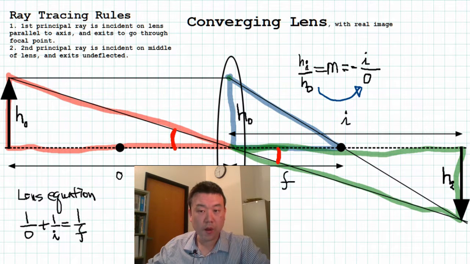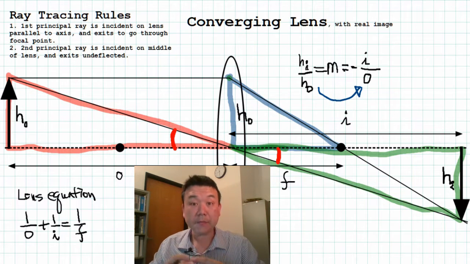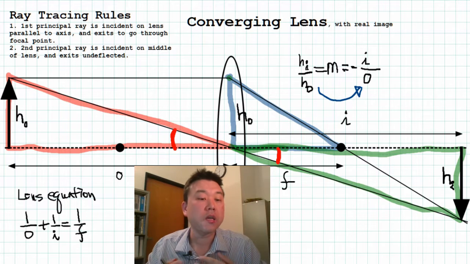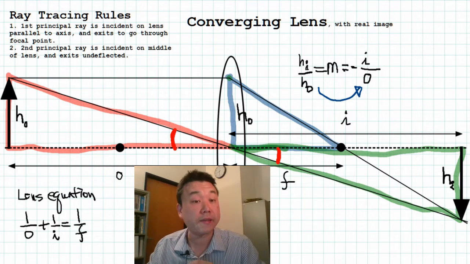Now, you might ask, where is this minus sign coming from? It's because when you draw this ray diagram, you realize that the image is inverted. So the minus sign is introduced here to indicate that the image flips over. Good? So that's the detailed ray diagram with the ray tracing rules and some explanation of where the formulas come from. Now, I do like to repeat this for the other two examples that you have seen.